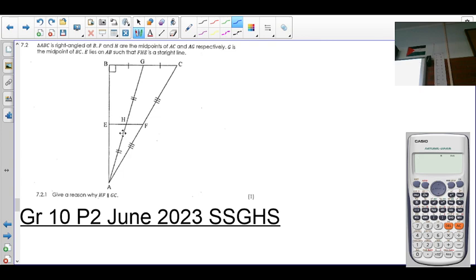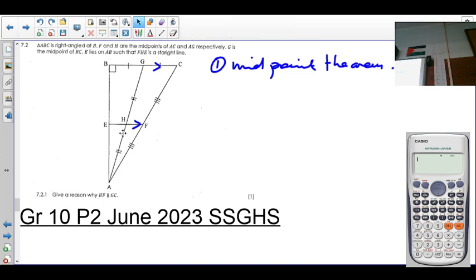Okay, where's my marker now? In my pocket. Okay, so these lines are parallel. Why? Because of the midpoint theorem. So you write that there. Okay, let's carry on.